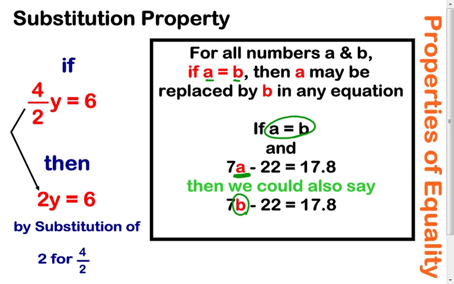When you come over here, we started with this equation that says 4 over 2 times y equals 6. All we're going to do is take this 4 over 2. That's equal to 2. So we can replace the 4 over 2 with 2 because those two things are equal. Another example of substitution.